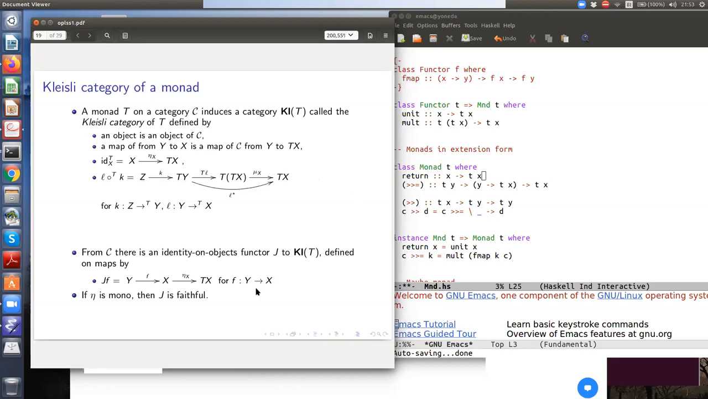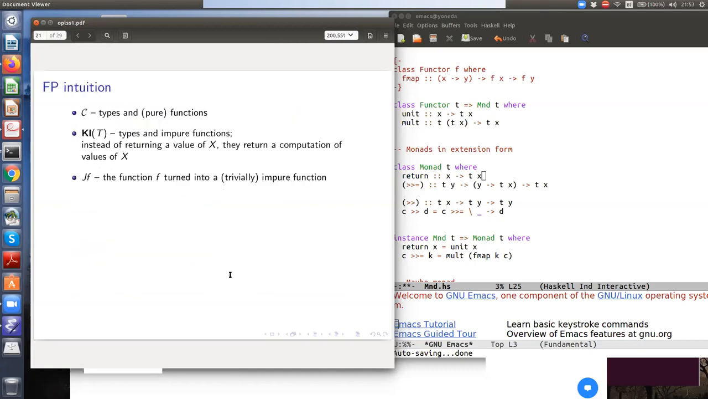And then this base category C is included in the Kleisli category by a functor that is identity on objects, it sends objects to the same objects. But what it does on maps is it takes any pure function, any map in the base category, and views it as a map in the Kleisli category by sort of bureaucratically interpreting the pure function as trivially impure. So the intuition then is the base category is types and pure functions. The Kleisli category is types and impure functions. Instead of returning a value of a return type of interest, they return a computation of values. And then the functor between the two takes a function into a trivially impure function.